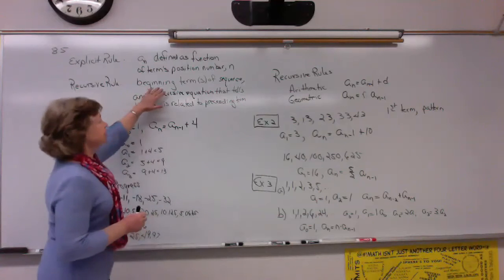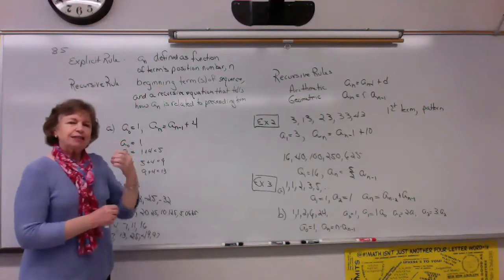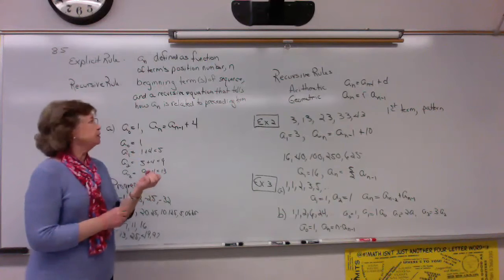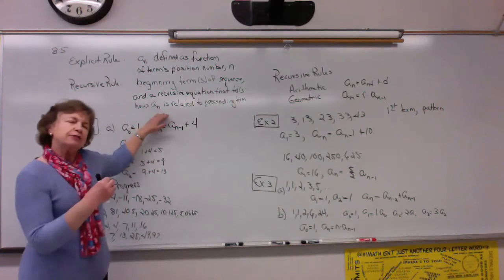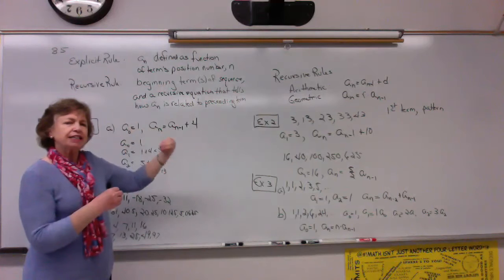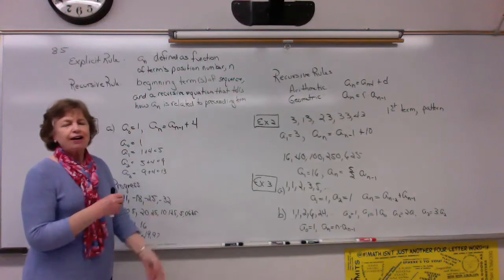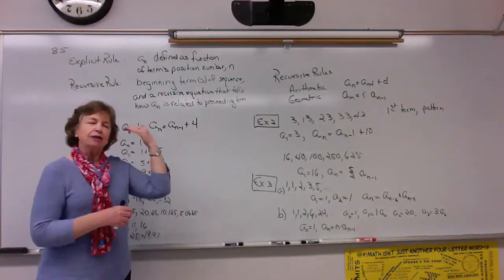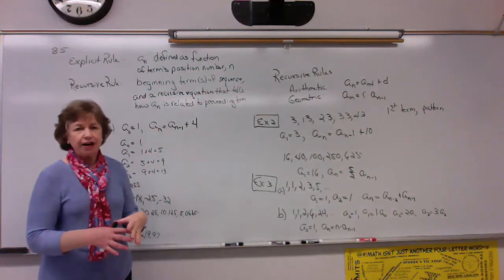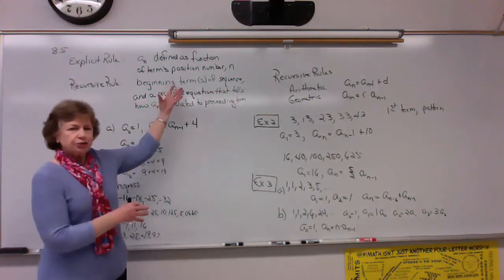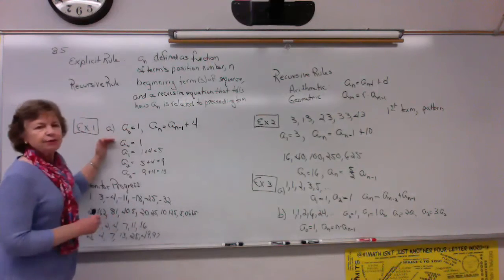A recursive rule is different. It specifies the beginning term or terms, could be more than one, of a sequence, and then it has a recursive equation that tells how each term is related to the preceding term. So if I have to find the 25th term, and I'm using it recursively, I have to find 1, 2, 3, 4, 5, all the way to 25, versus explicit, where if I want to find the 25th term, I just use the rule. Look at example 1 in your book.